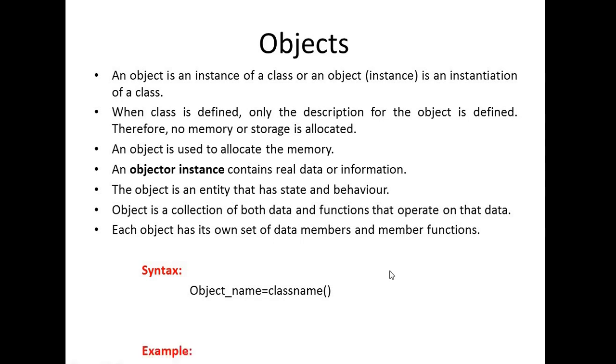Let me show you one example here. The object name is OBJ. I have created the object name as OBJ, which is equal to the class name, student. This is how the object will be created, such that whenever you want to access any data or member functions of the class student, you can access it through the object name.